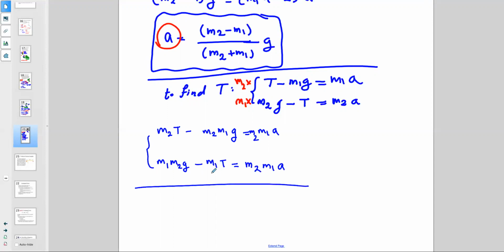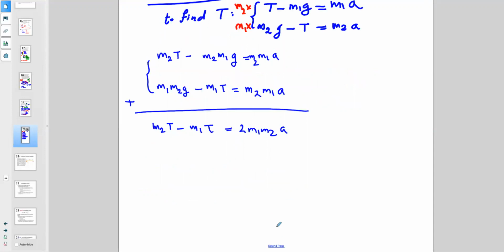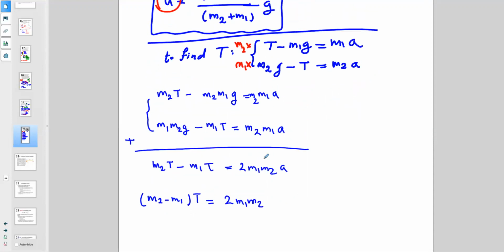Now, if I add them up again, let's see what I will get. If you add them up, you have this M1M2G and this M1M2G with a negative sign. They will cancel out. So you will be left with M2T minus M1T equals 2M1M2A. So you are left with (M2 minus M1)T equals 2M1M2A. You have a, right? That's what you have right there.